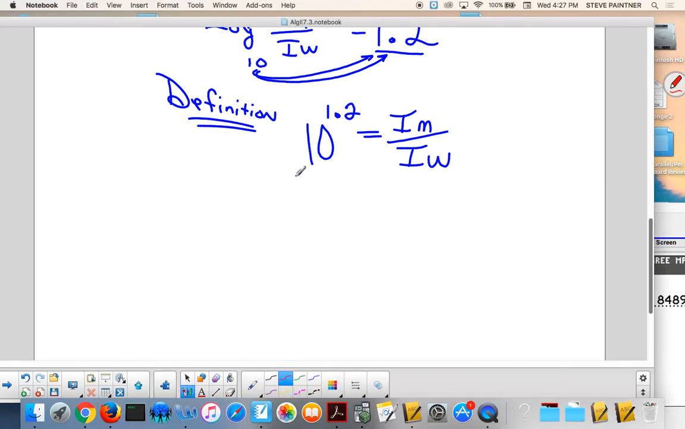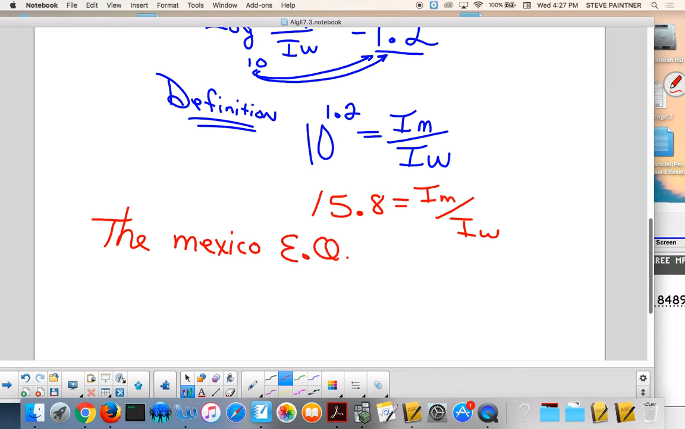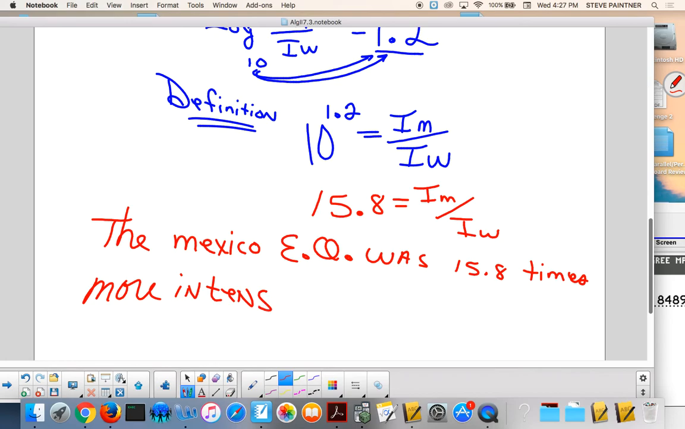So more or less, when you compare the intensity of the Mexico earthquake to the intensity of the Washington earthquake, the Mexico earthquake was 15 times greater. So I'm going to write that out. I'm going to actually write a little sentence to you. The Mexico earthquake was 15.8 times more intense than the Washington earthquake.